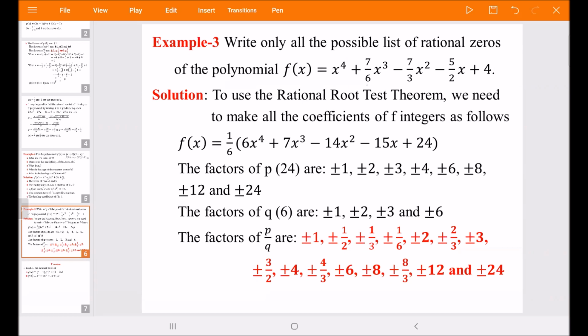So in this case, please very carefully observe the denominators. 6, 3, 2. What is the least common multiple of 6, 3, and 2?